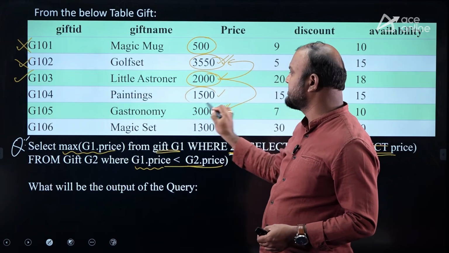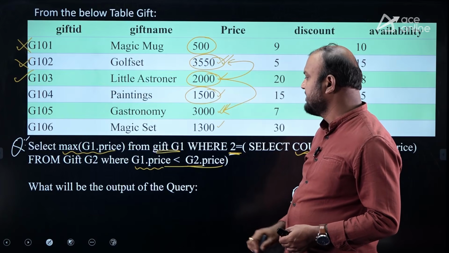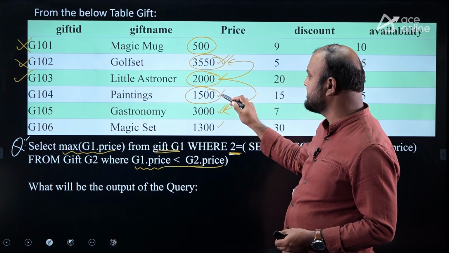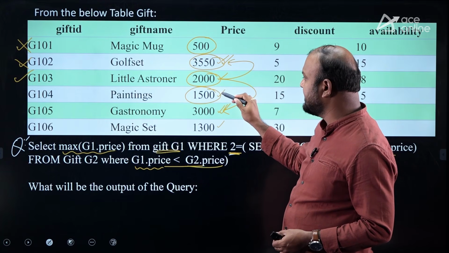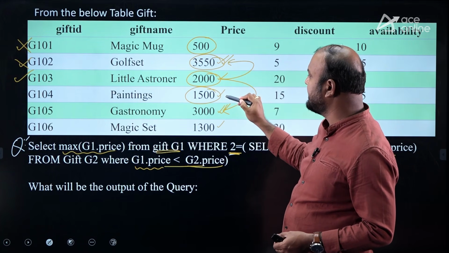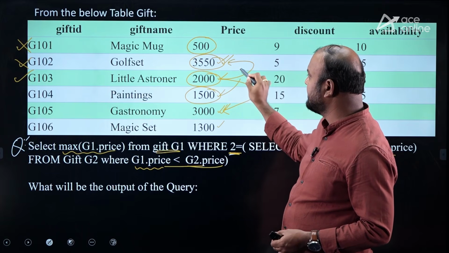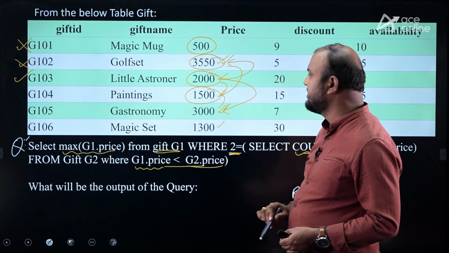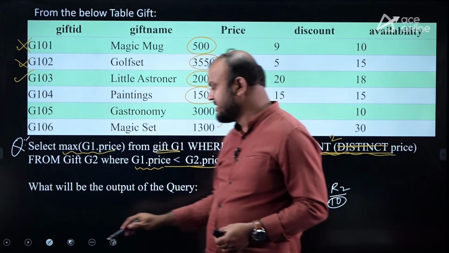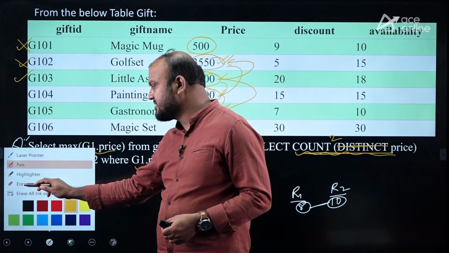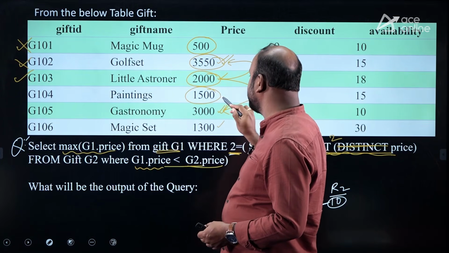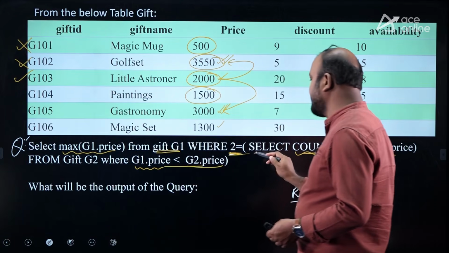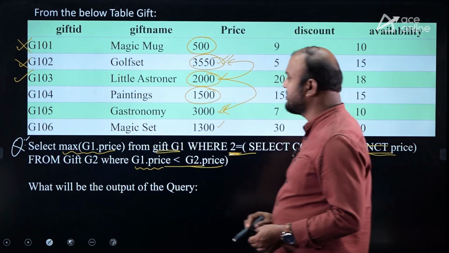And when it comes to this 1500, G1 price less than G2 price, 1500 is less than how many prices? 1500 is less than 3550, 2000 and 3000, which means it is less than 3 records. Are you getting my point? So the count will give you 3, but 2 equal to 3 is wrong, so this record will not be in the output.